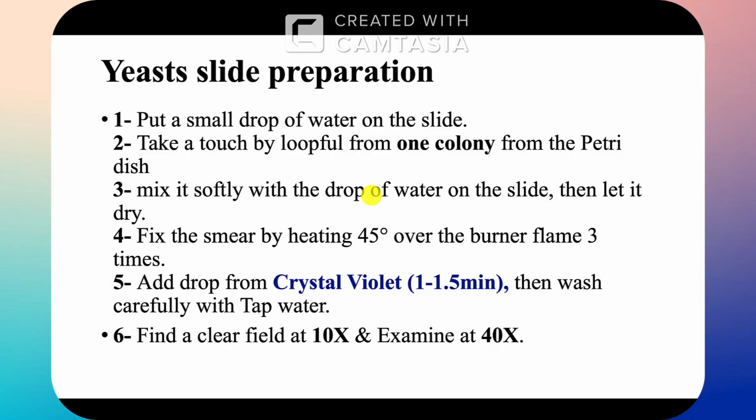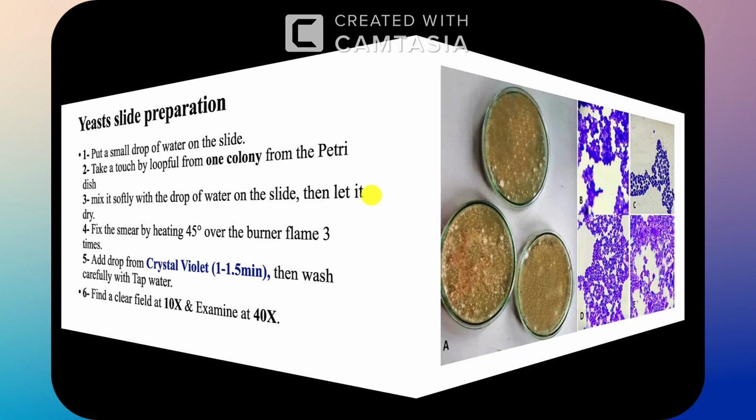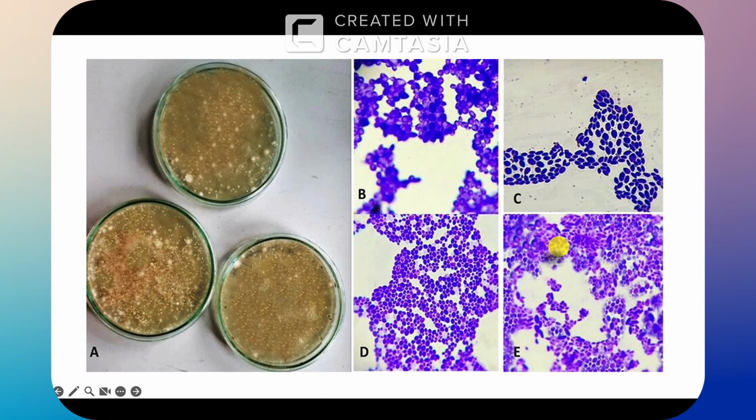For the yeast slide, you can take one colony from the petri dish and put it on the glass slide with a cover slide. Here we can use both lactophenol and crystal violet as well, and then examine under the microscope. You can find something like this. This is the yeast under the microscope with lactophenol cotton blue.